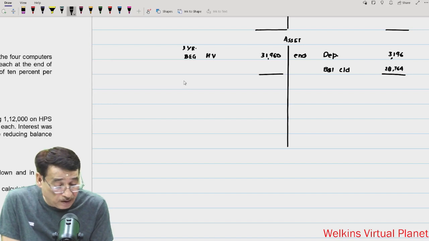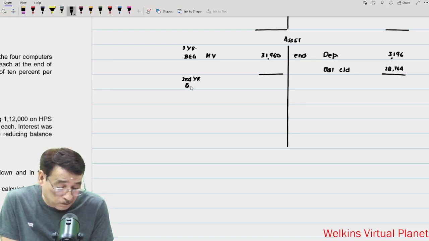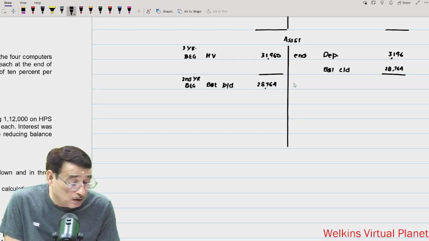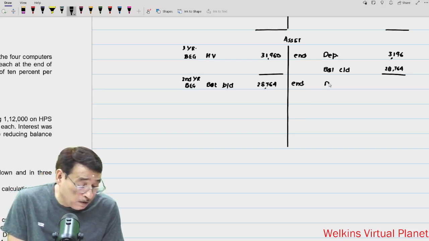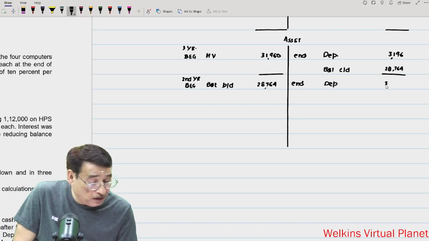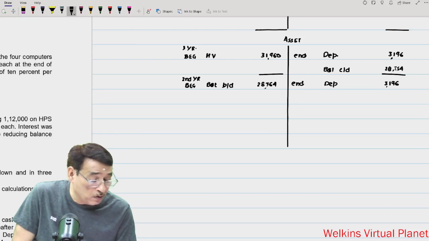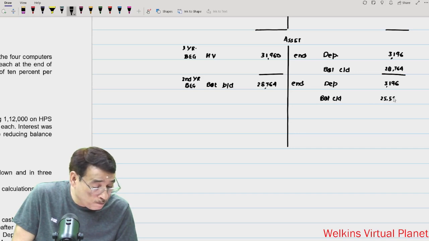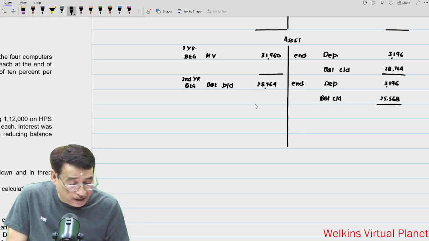Then similarly, second year, beginning, you will write balance brought down. Balance brought down is 28,764. Then you will reach the end of the year. Again, you are going to write here depreciation. What will be the amount of depreciation in the second year? Remember one thing, in this case, depreciation is on a straight line method. So it will remain 3196. Correct? So balance carried down 25568. Second year task over.